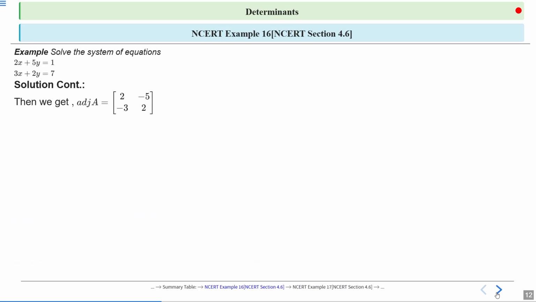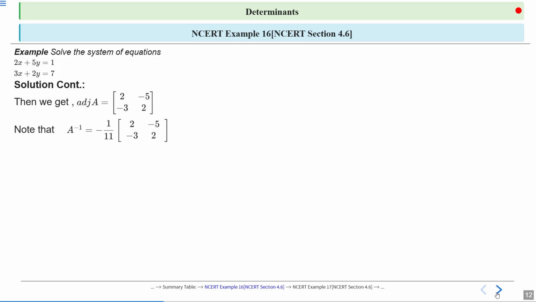Then we get adjoint of A is equal to [2, -5; -3, 2]. To get adjoint of A, we interchange the positions of 2 and 2, that is the same, and in place of 5 we place minus 5, and for 3 minus 3. We get adjoint of A.